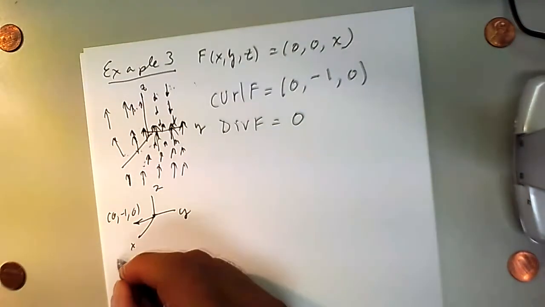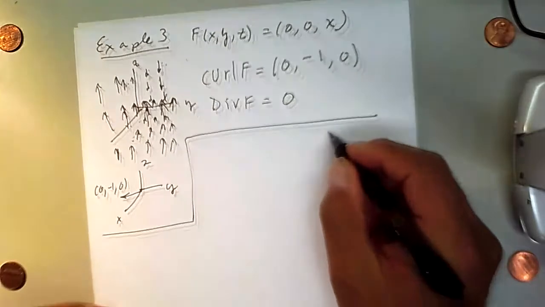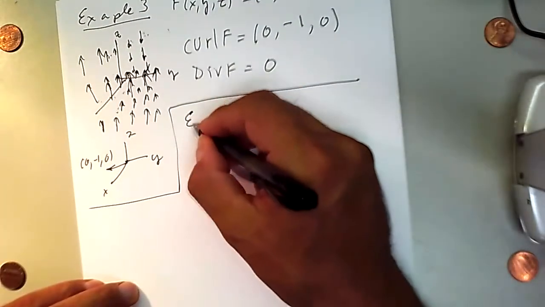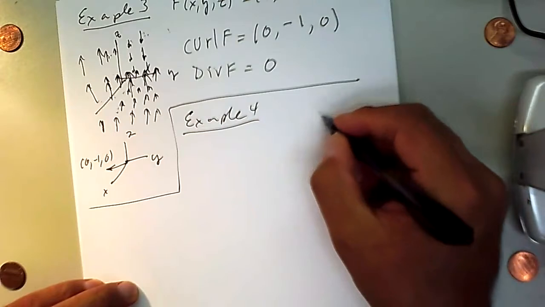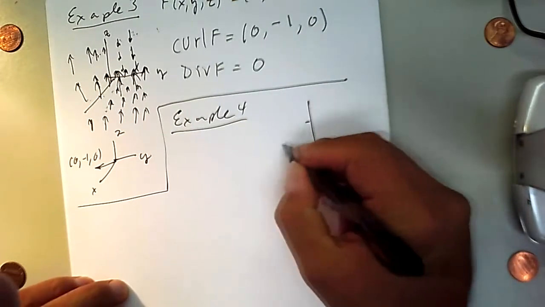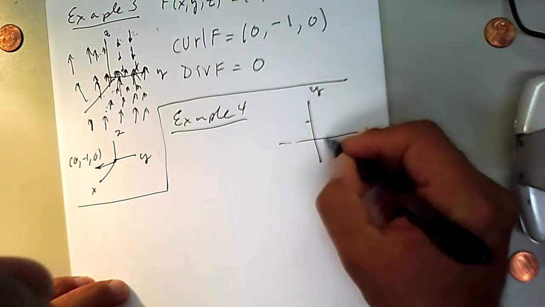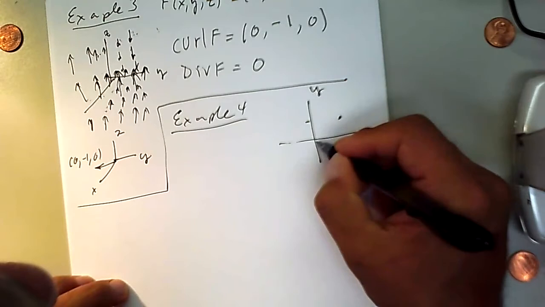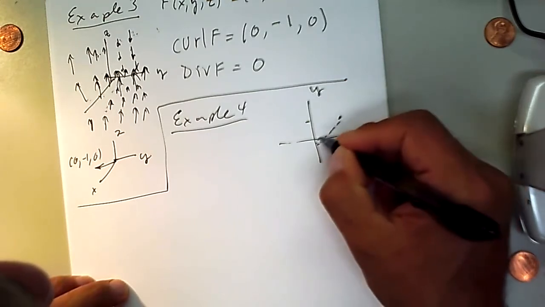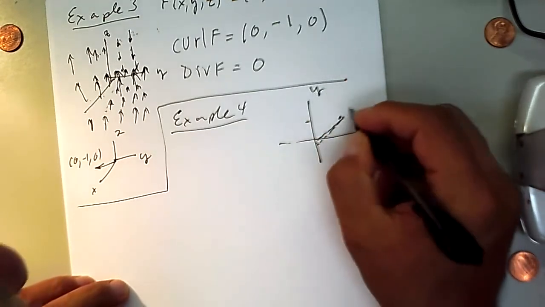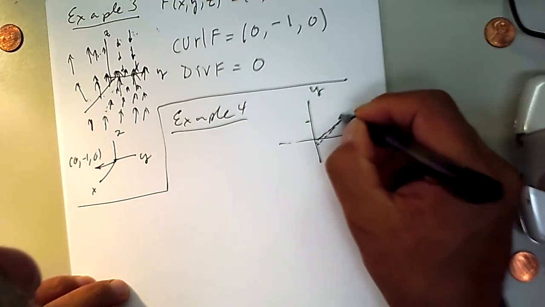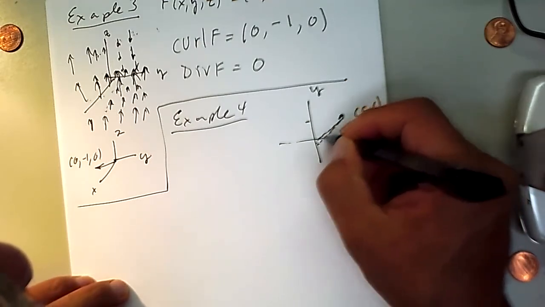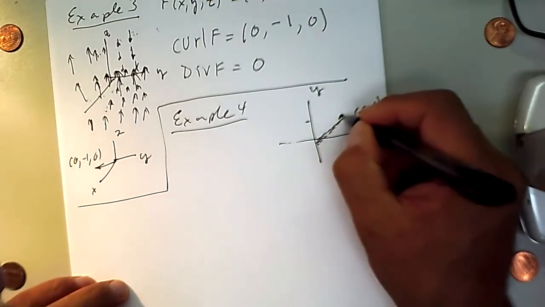Okay, example 4. Let me show you how I came up with example 4. If you have a point, just a generic point on the XY plane, let me draw the line that joins the origin to that. So let's label this as AB. And I want to find a vector that is perpendicular to this line that joins the origin to this point.